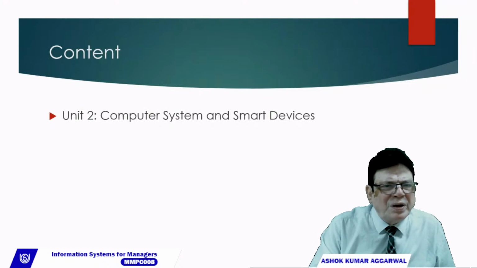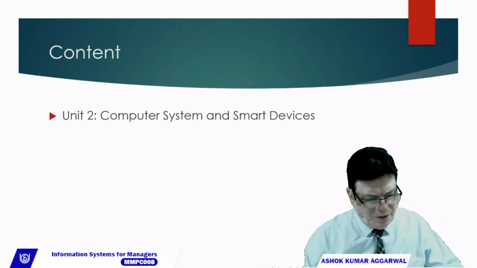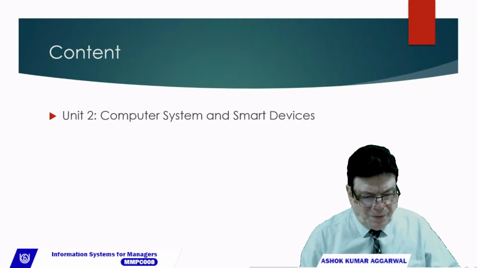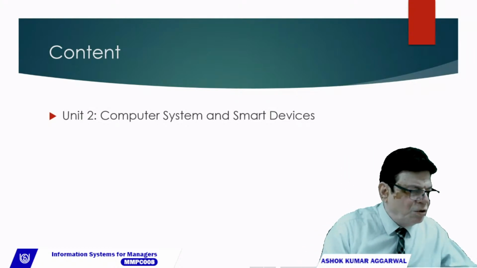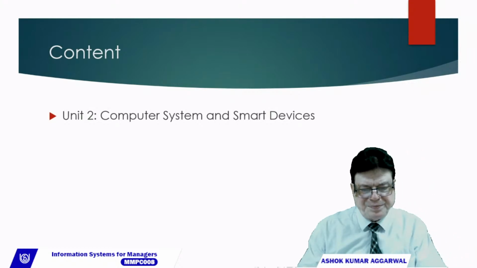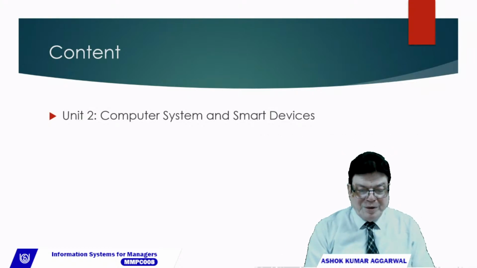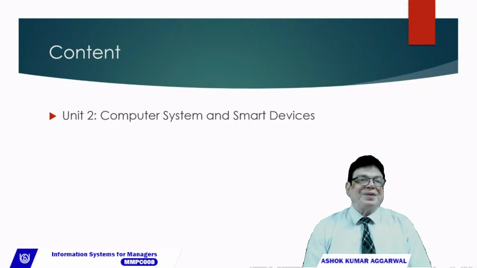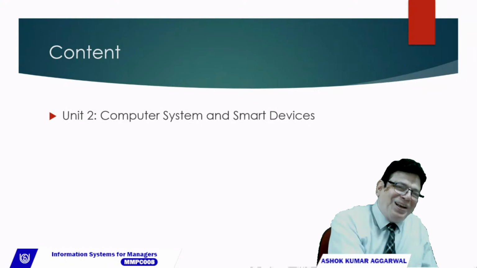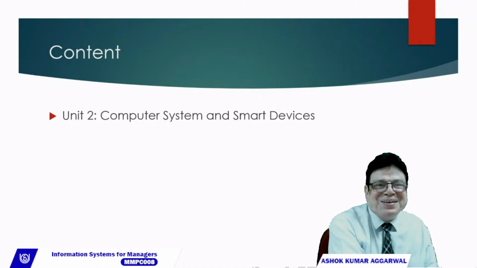So this was our first unit. It was about information technology, an overview. In this we have studied information. What do you mean by information? Information is the finished product for which data is the raw material. Data is the raw material, and from that data we make the information.